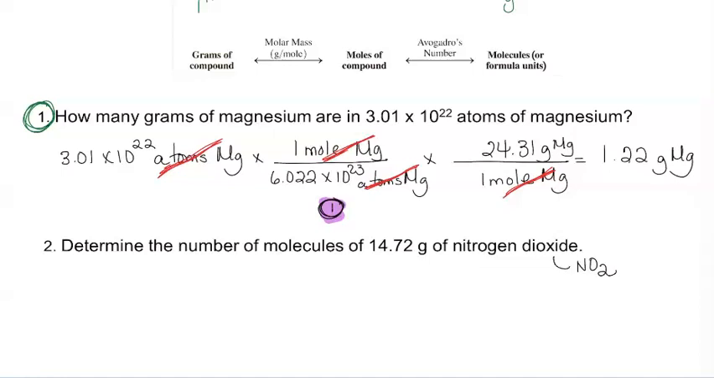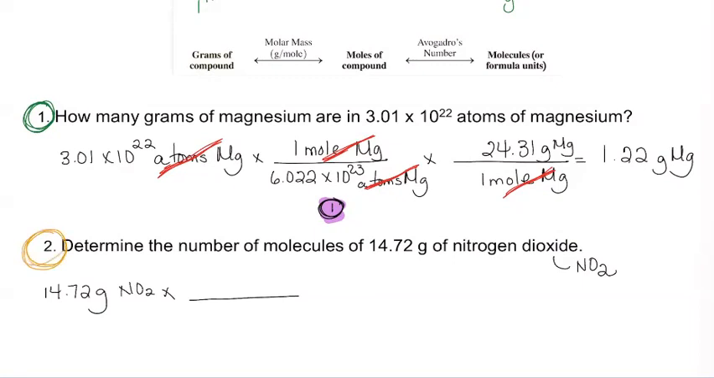Okay, let's solve problem 2. We're going to write in the numbers given, which is 14.72 grams of NO2. Now, here in this work, for number 2, let me use a different color.